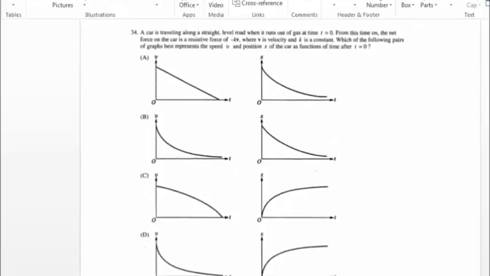Here a car is traveling along a straight level road. When it runs out of gas at time t equal to 0, from this time on the net force on the car is a resistive force minus kV, where v is velocity and k is a constant. Which of the following pairs of graphs best represents the speed v and position x of the car as a function of time after t equal to 0?